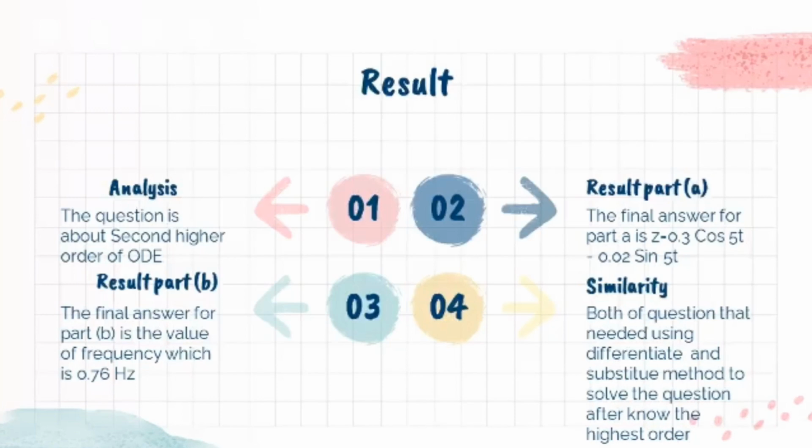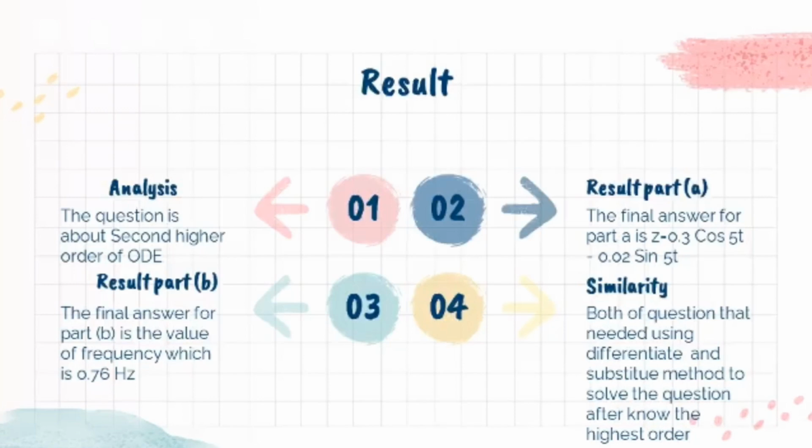Part is result. For the first step, we need to analyze the questions. So we already done with the analysis. This question is about second higher order of ODE. And then the result for part A, after you already seen the manual calculation presented by my previous presenter, the final answer for part A is y equals to 0.3 cos 5t minus 0.02 sin 5t.